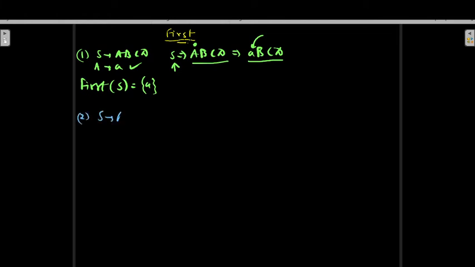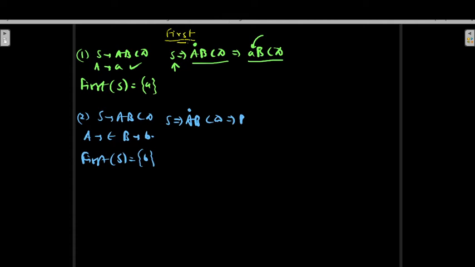Now consider the second example. S produces ABCD and A produces epsilon and B produces small b. In this case, the first of S will be small b. Why? Because S produces ABCD. Now this A produces the epsilon, so it will be BCD. Now from this production rule we can say that capital B produces small b, so it will be bCD. So you can see that all the strings which are generated by this S will have small b first, so first of S is equal to small b.